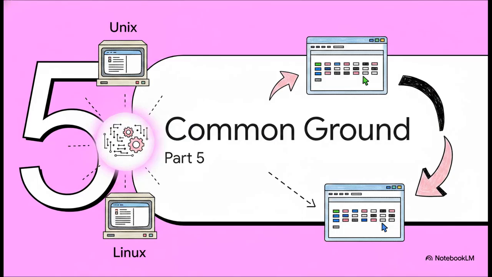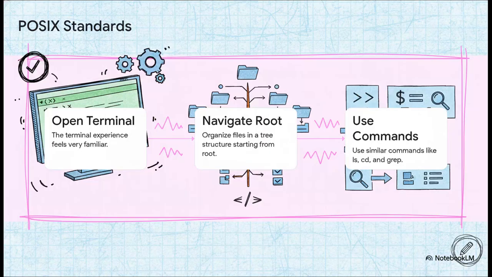All right, let's look at Part 5, Common Ground and Commands. Here is the really good news. Despite their massive philosophical differences, if you learn one, you are basically learning a ton about the other. Both Unix and Linux follow what are called POSIX standards. That's just a set of rules defining how these kinds of systems should behave. So if you open up a terminal in either one, the experience is incredibly similar.